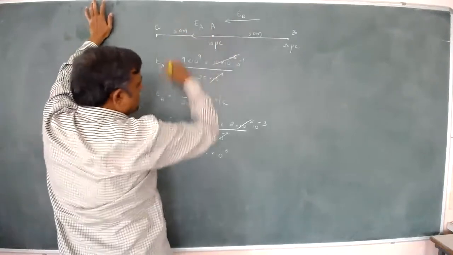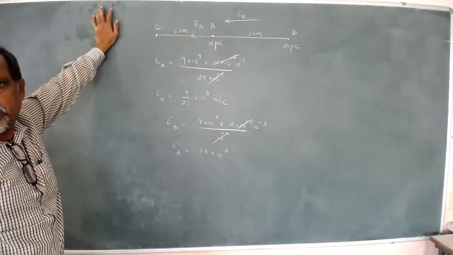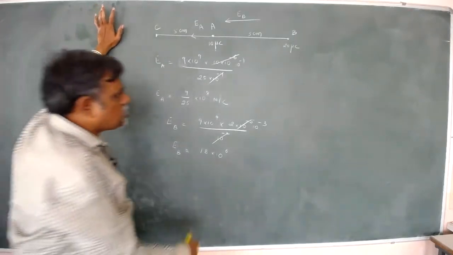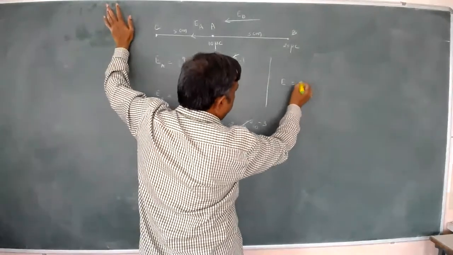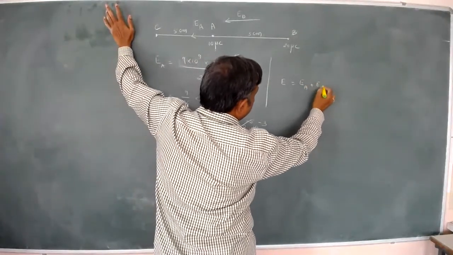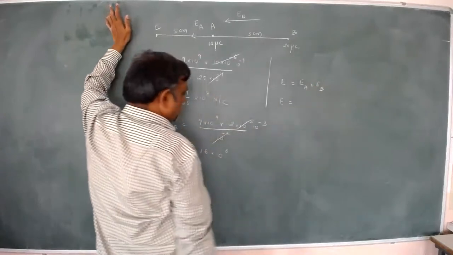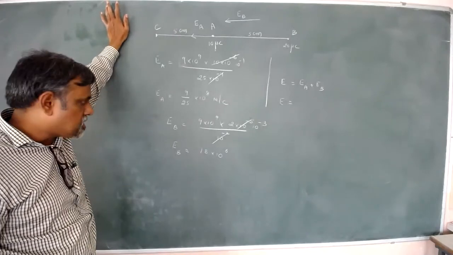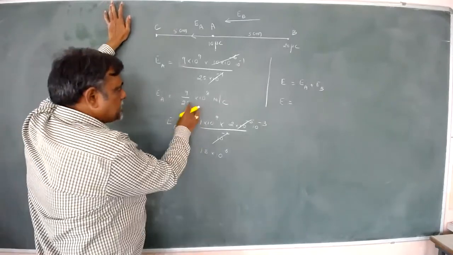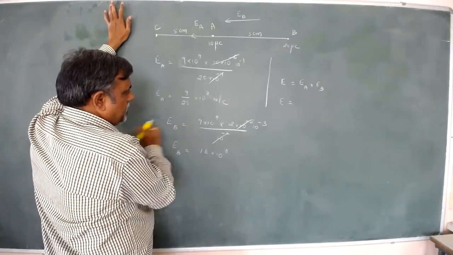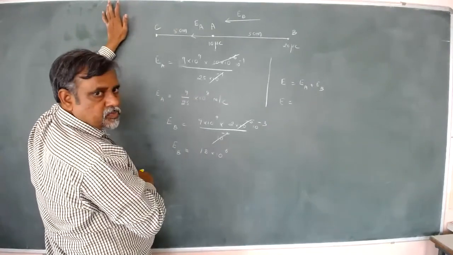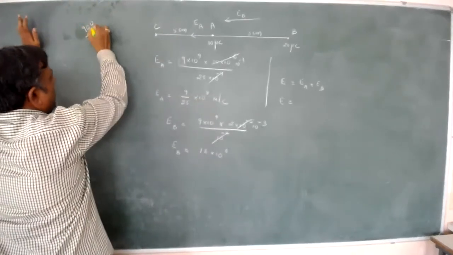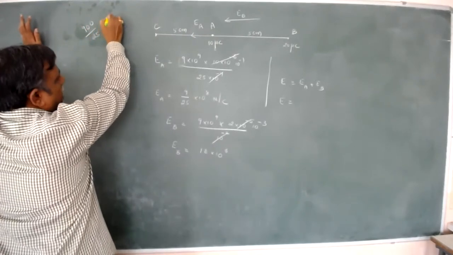Both the things are in the same direction. The resultant electric field is nothing but the summation of these two electric fields. Since these two vectors are in the same direction, E is equal to EA plus EB. We need to see that the exponents must be equal. How shall we make it? Look at this, I am just modifying this value. I will be writing this as 900 by 25 into 10 power 6. Can I write this?